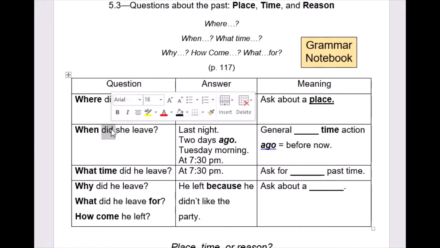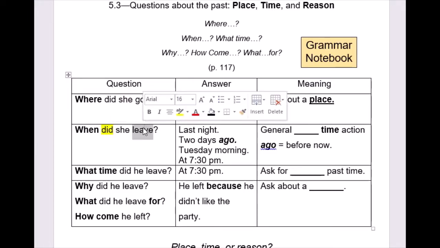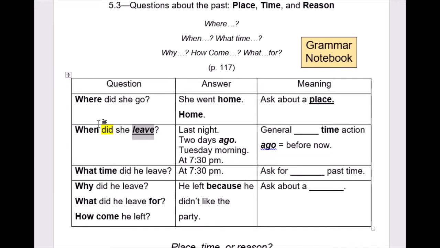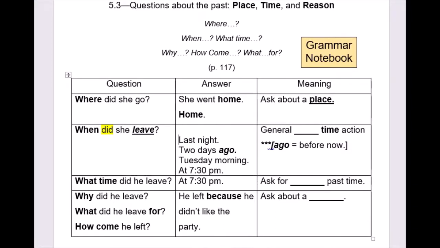Okay. Next, when did she leave? Okay. Again, we have our helper verb, did. Leave is the main verb. Okay. So, short answers, last night, 2 days ago. Ago means before now, okay? So you should know that. Ago means before now. When did she leave? Tuesday morning. Or when did she leave? At 7:30 p.m., okay? How do I give the long answer? I could say she left last night, okay?